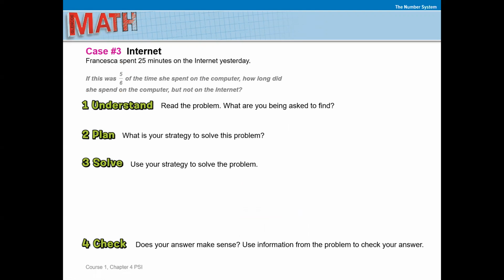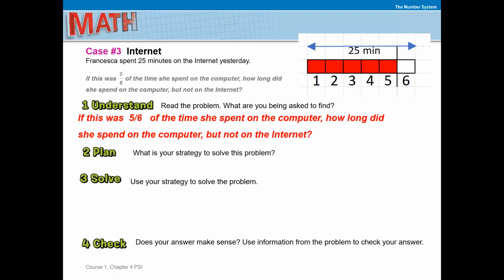Case number 3, Internet. Francesca spent 25 minutes on the Internet yesterday. If this was 5/6 of the time she spent on the computer, how long did she spend on the computer but not on the Internet? Number 1, we need to understand the problem. What are we being asked to find?